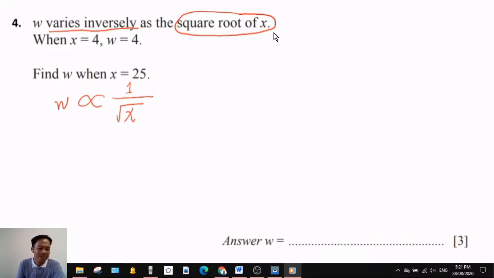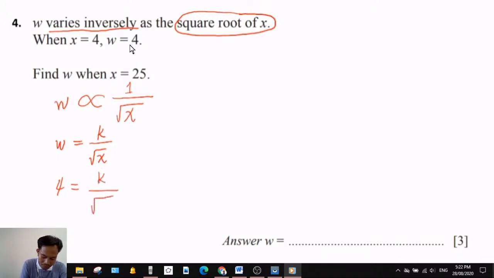Okay. So W is inversely proportional to square root of x, so it will become W is equal to k divided by square root of x. So I need to substitute the values of W and x, so that I can find W when x is equal to 25. I'll just replace W with 4 and x with 4. So 4 is equal to k divided by square root of 4. Then try to find out the value of k first. So 4 is equal now to k divided by 2. So 2 times 4 is 8, so the value of k now is 8.